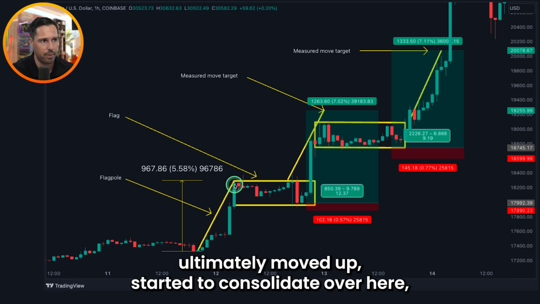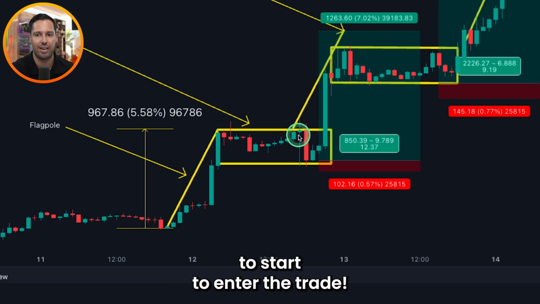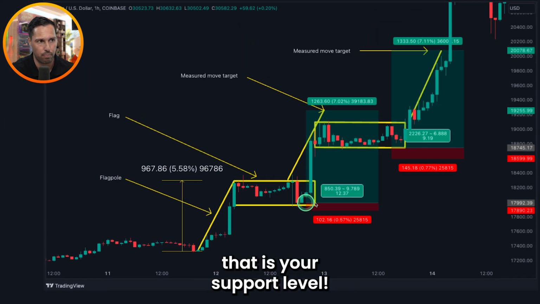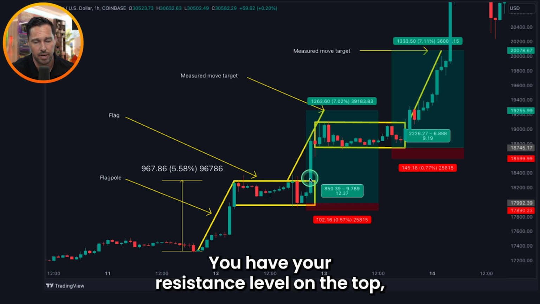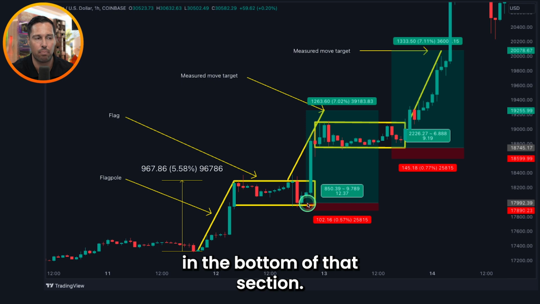Ultimately moved up, started to consolidate over here. That gives you the trading opportunity to start to enter the trade. So you have your horizontal box, that is your support level. You have your resistance level on the top, which is going to be the top of the flag, and therefore you're looking to enter in the bottom of that section.